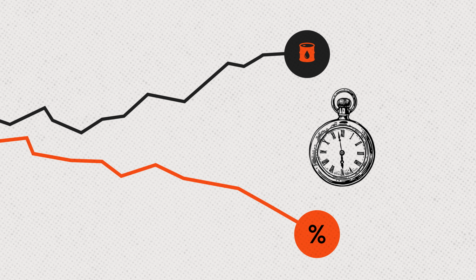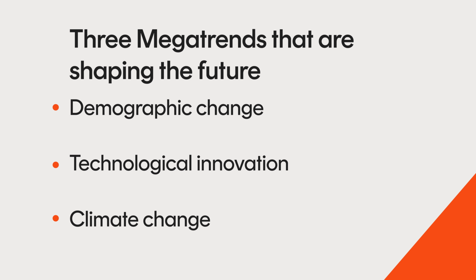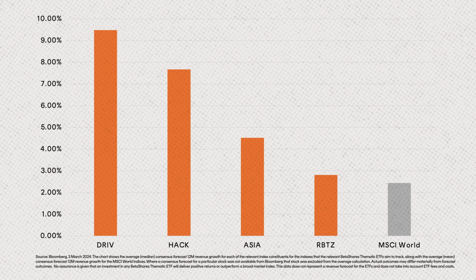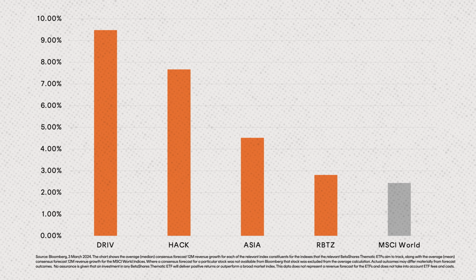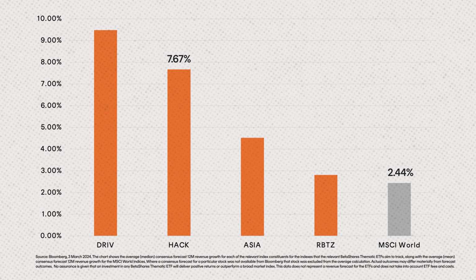Knowing the benefits of thematic investing, how do you know which to choose? How can you identify long-term trends and avoid fads? Here are 3 megatrend examples we believe are shaping the future: demographic change, technological innovation, and climate change. These megatrends often inform thematics like telemedicine, cybersecurity, and solar energy, for example. We believe that when selecting a thematic to invest in, revenue growth is key. Here's why. Take the Betashares Global Cybersecurity ETF Hack, for example. Forecasted revenue growth for Hack's index currently sits at 7.67%, whereas forecasted growth for the global MSCI index sat at 2.44%.